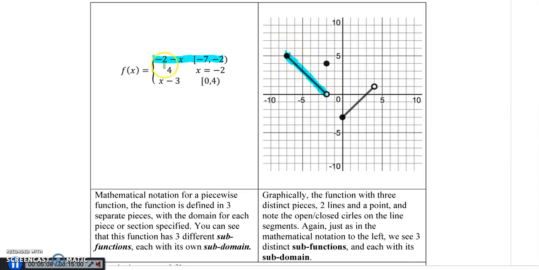Then we have the green piece, which is actually just a point here. It's not a linear equation. So we're going to deal with linear equations, but we will also deal with points. Okay, and so there are the three parts, right?